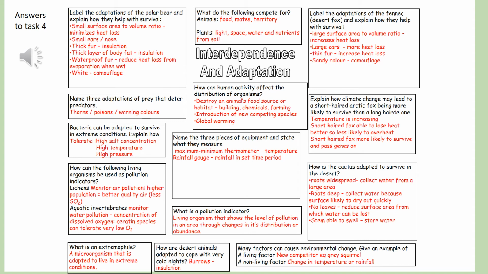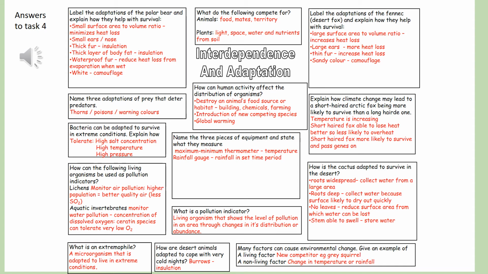What do the following animals compete for? Animals compete for food, mates and territory. Plants compete for light, space, water, minerals from the soil. The adaptations, then, of the desert fox, and to explain how they help.